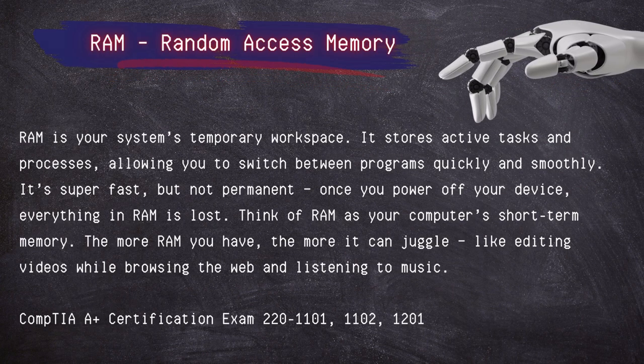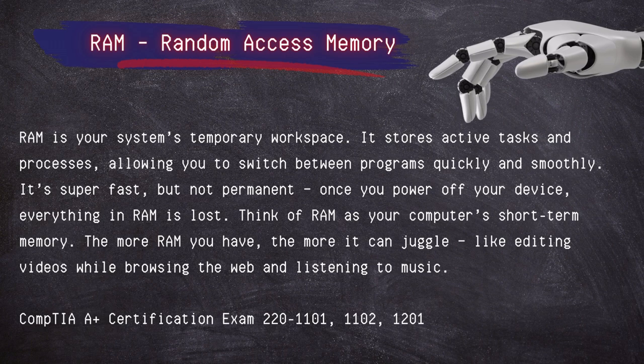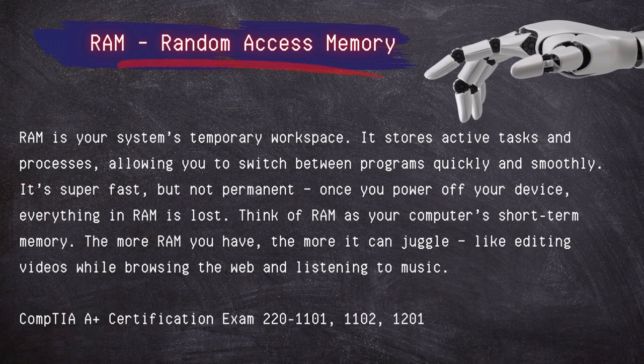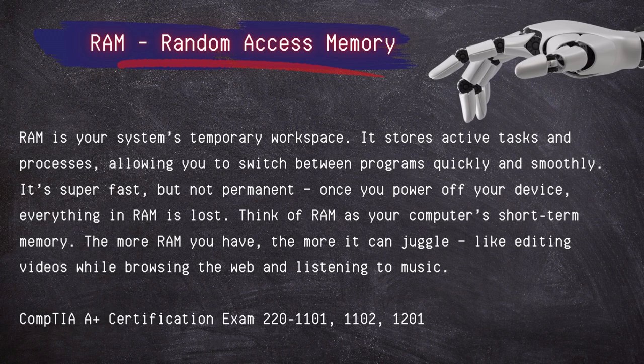RAM, or random access memory. RAM is your system's temporary workspace. It stores active tasks and processes, allowing you to switch between programs quickly and smoothly. It's super fast, but not permanent. Once you power off your device, everything in RAM is lost. Think of RAM as your computer's short-term memory. The more RAM you have, the more you can juggle, like editing videos while browsing the web and listening to music.